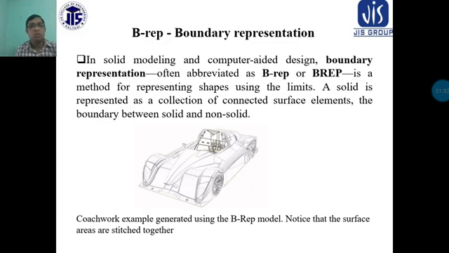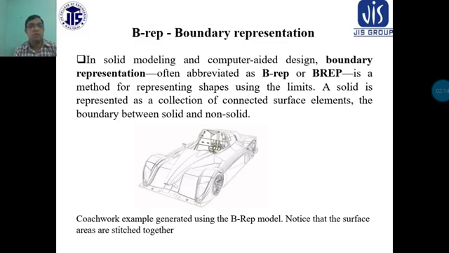It is a method for representing shape using limits. A solid is represented as a collection of connected surface elements, the boundary between the solid and non-solid. You can see a car here, which will be designed for a car company. You can consider that the boundary representation will be used for it. You have the collection of connected surface elements, that means the different elements are connected through the surface, and the boundary between the solid and non-solid is considered.